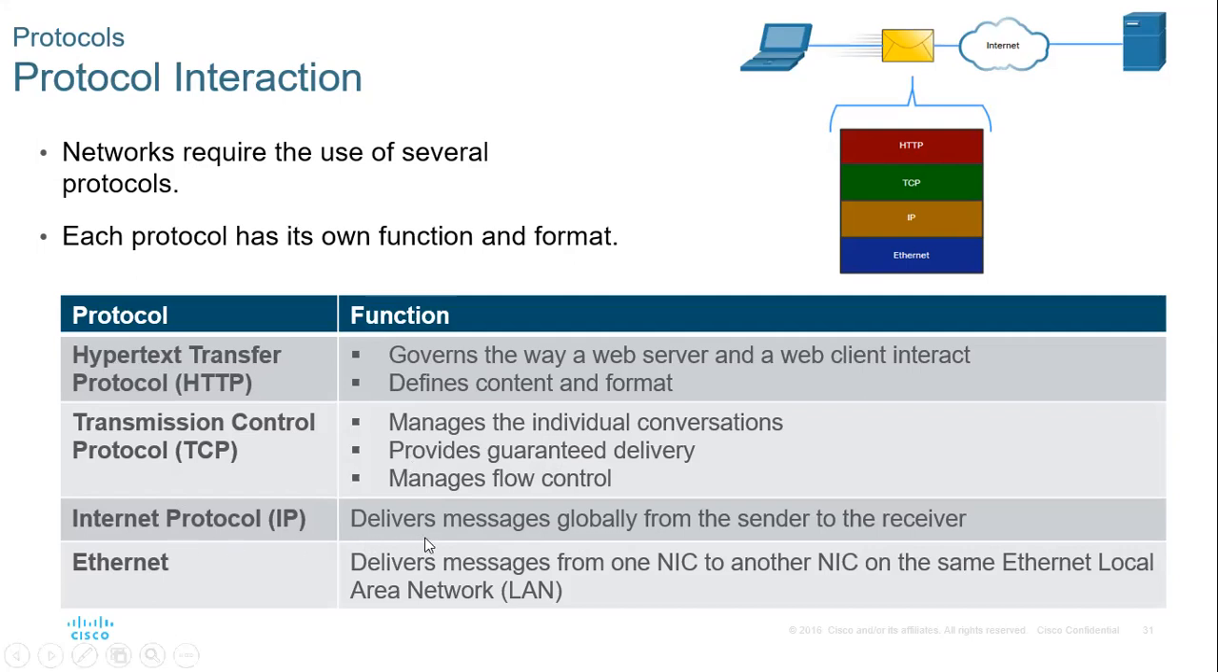Internet Protocol, IP, delivers messages globally from the sender to the receiver. Ethernet delivers messages from one NIC to another NIC on the same Ethernet local area network.